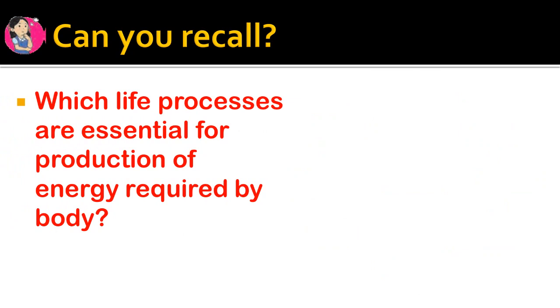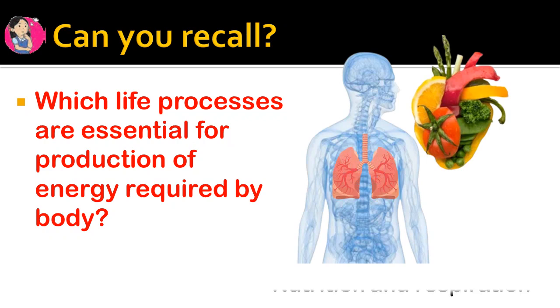Okay, now next question is, which life processes are essential for production of energy required by the body? So in our previous slide we have seen different life processes of living organisms, but the life processes which are essential for production of energy which is required by the body are nutrition and respiration. Okay, so these two processes produce energy which is required by our body.